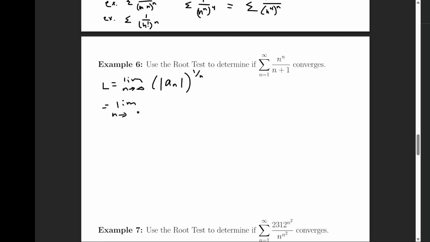In this case, our a sub n is already positive, so we can just ignore the absolute value. So we rewrite it, right? n plus 1, and then all of this to the 1 over n power. How do we do this? It's easier to rewrite it so that the power applies to both the numerator and the denominator.